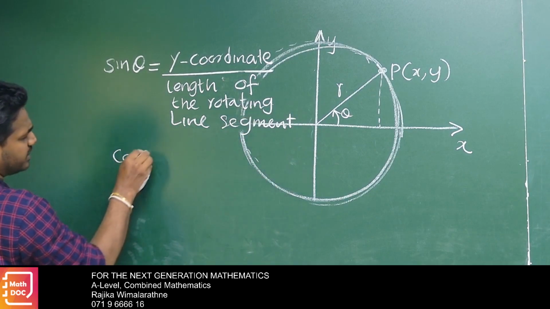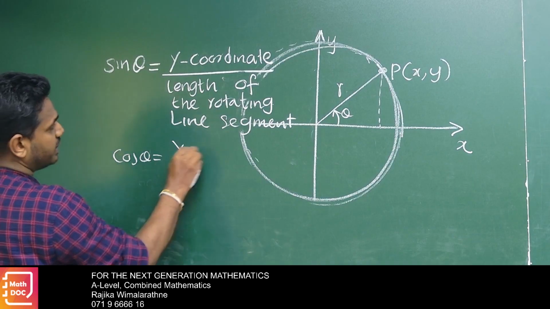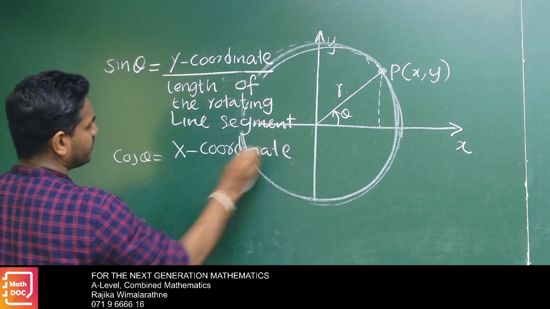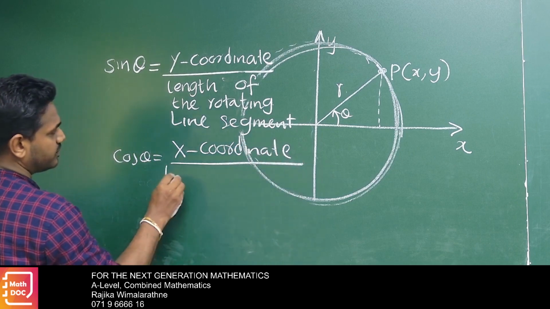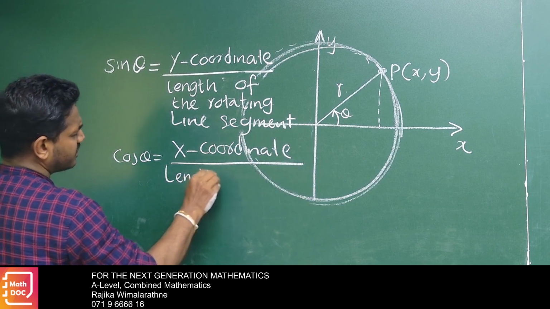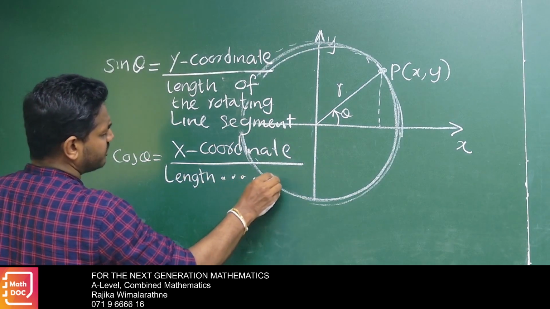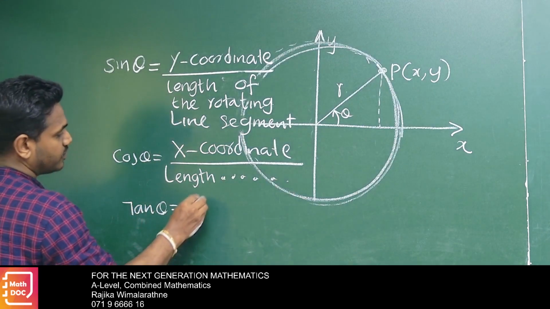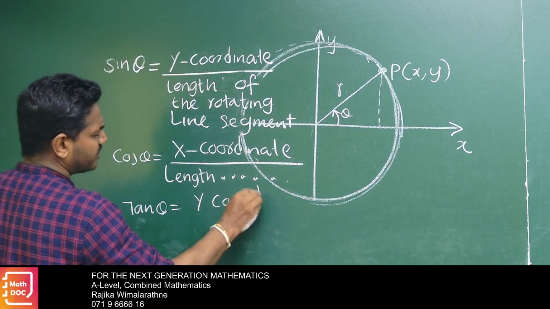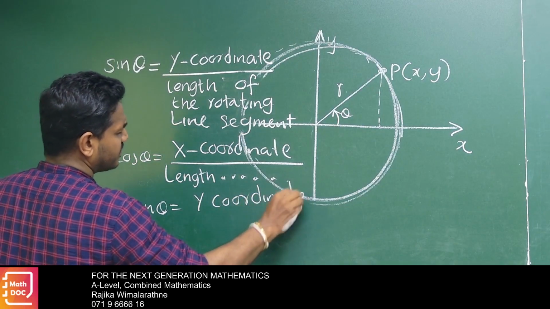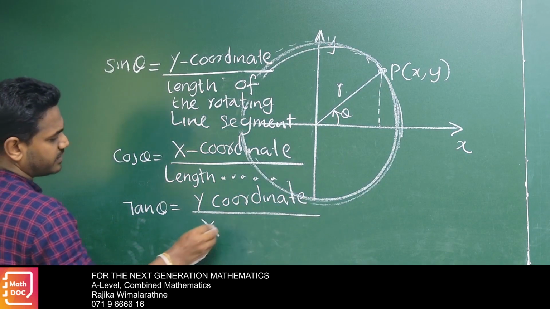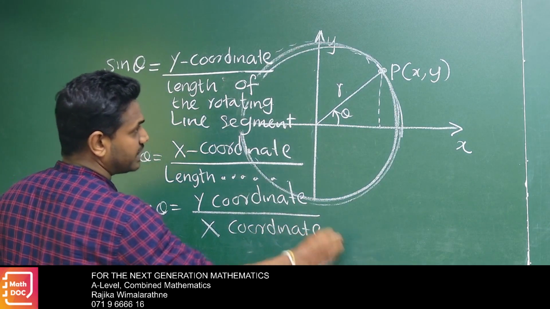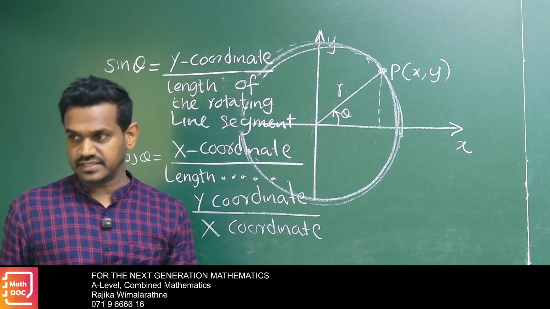Cos theta you say x coordinate over the length of the rotating line segment. Tan theta you say y coordinate over x coordinate. So those definitions come with the coordinate system.